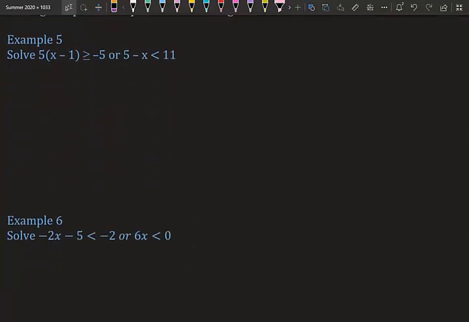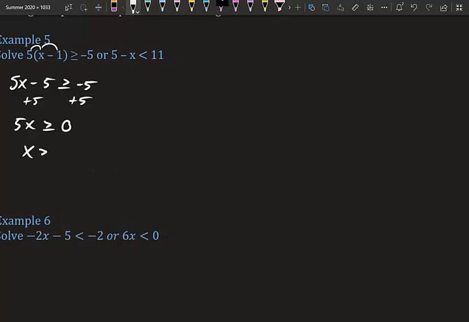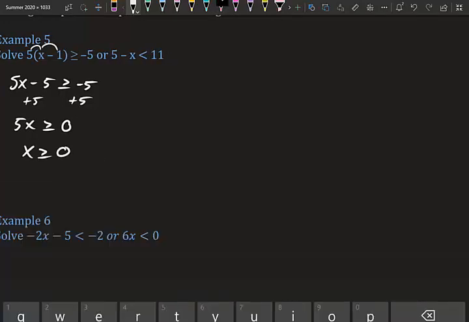All right, let's go ahead with example 5 and solve for these two inequalities. 5 times x minus 1 is greater than or equal to negative 5, or 5 minus x is less than 11. So let's just take it piece by piece. We're going to distribute 5, so we have 5x minus 5 is greater than or equal to negative 5. Add 5 to both sides, so we get 5x is greater than or equal to 0. Anytime anything is greater than or equal to 0, it's just 0. So we have x is greater than or equal to 0.